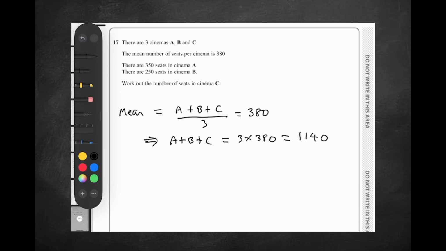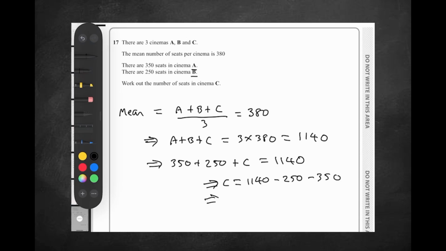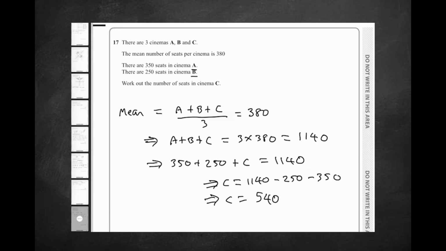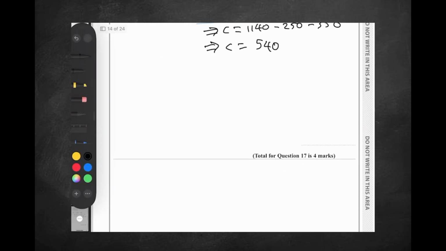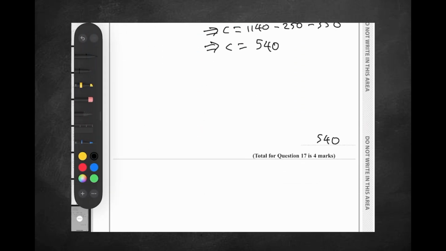We know that A is 350, we know that B is 250, therefore 350 plus 250 plus C equals 1140. Therefore, C equals 1140 minus 250 minus 350, and once again, I'll put that in my calculator, and we get C equals 540 seats. 540.